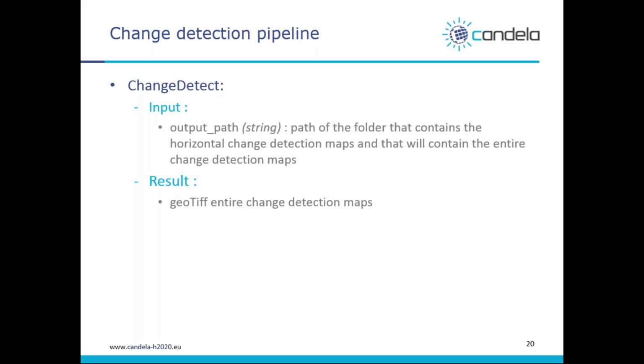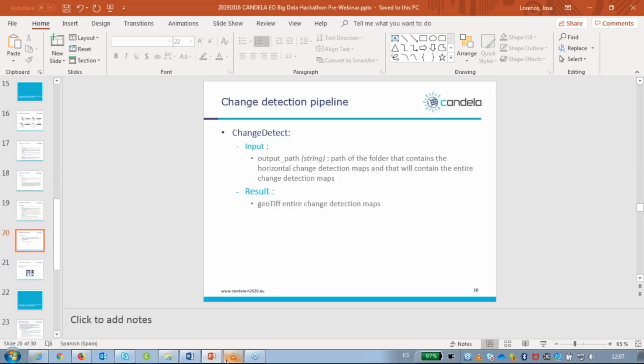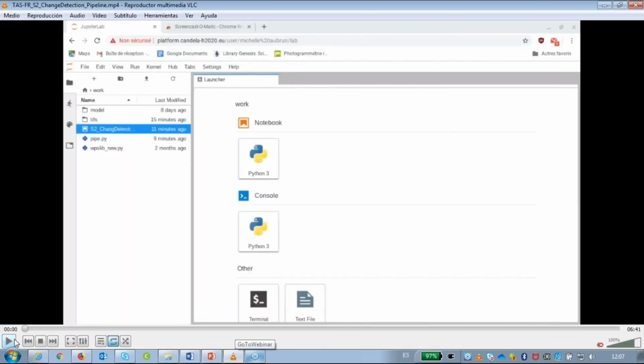The last, there's a little mistake in the name of the last module, which is just the merging module, which will take the path where all of the sub results from change detection were written, and which will just concatenate all of these sub results into a complete change detection map. So now I can show you a little video showing this whole processing pipeline on the platform.